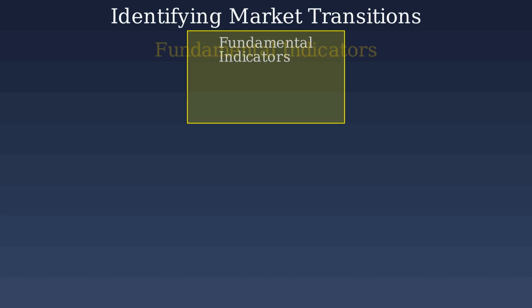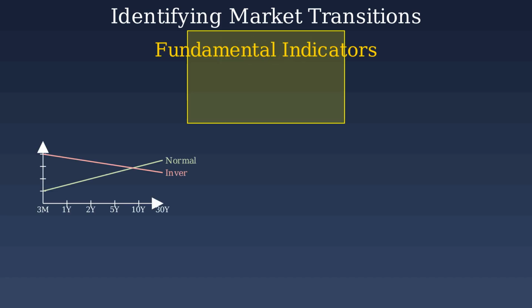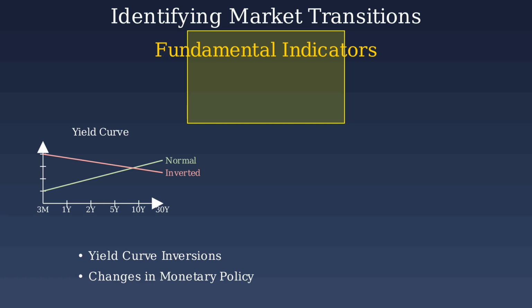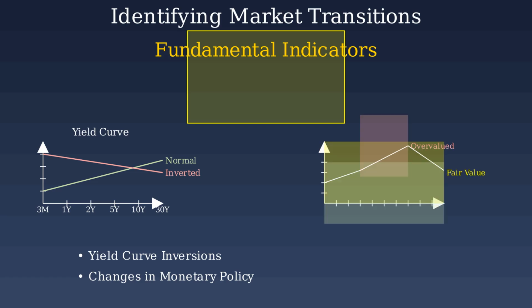Fundamental indicators focus on the underlying financial and economic factors. Yield curve inversions, where short-term rates exceed long-term rates, have preceded nearly every recession and bear market. Valuation metrics reaching extremes, such as very high price-to-earnings ratios, often signal the late stages of a bull market. Meanwhile, deteriorating corporate earnings can indicate an approaching bear market.